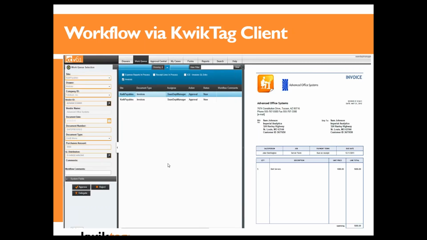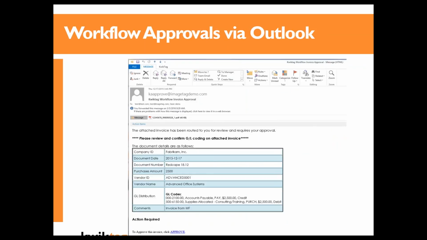Now, in terms of what that looks like, folks will get their document waiting for approval. It'll drop into their KwikTag client, and so they'll have the ability, however often, once a day, twice a day, however often they need to, to go into their work queue, see the invoices there, have all the information ready for them, and simply approve or reject the document. Now, if this sits here too long, well, let me go to the next one. So they can also do that via email.